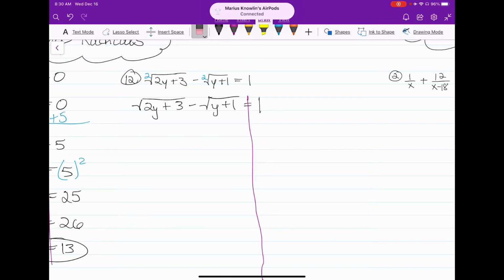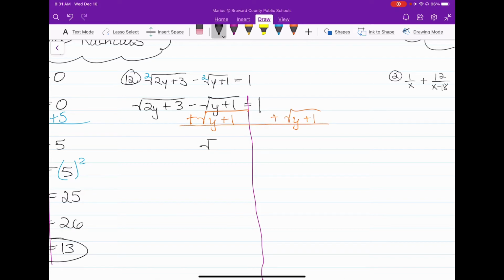All right, so after we rewrite number 12, what we want to do here is go ahead and add the second radical to both sides. So we're going to add this radical to both sides. And now we're going to have the square root of 2y plus 3 equals 1 plus the square root of y plus 1.